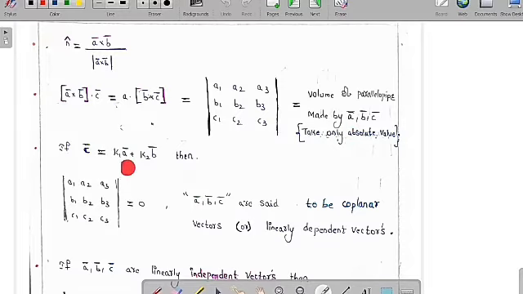Suppose C bar is equal to K1 A bar plus K2 B bar. Then you can see clearly that C bar is a linear combination of the two vectors A bar and B bar. This means C bar is going to lie in the same plane as A bar and B bar.